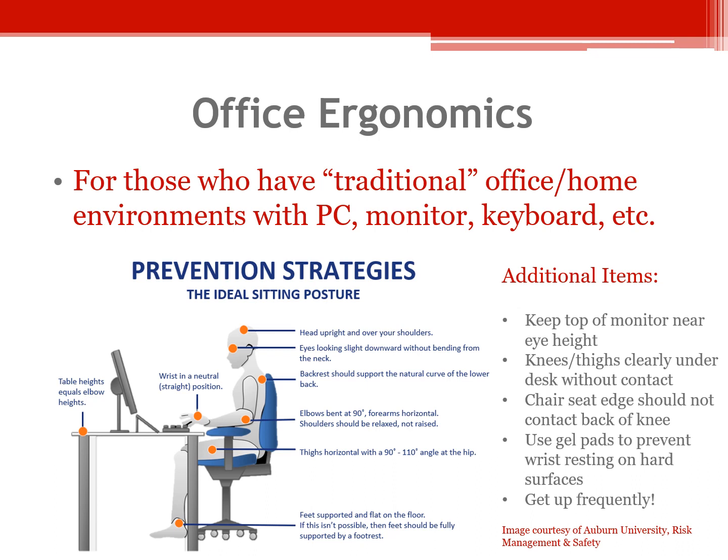I'm going to start with some office ergonomic tips for people who have a traditional office or home environment, where you've got a PC, maybe a tower PC unit, a monitor, and a keyboard. In that case, here are some prevention strategies to keep in mind. The graphic on the left is courtesy of the Auburn University Risk Management and Safety Department. You see that the ideal sitting posture involves being upright, having your head over your shoulders, not leaning forward, because as we talked about before, the more you lean your head forward, the heavier it gets on your neck.